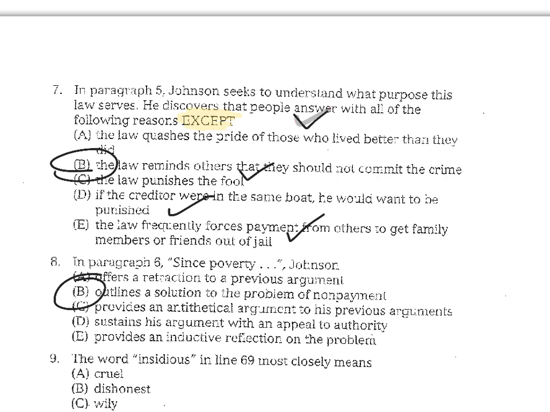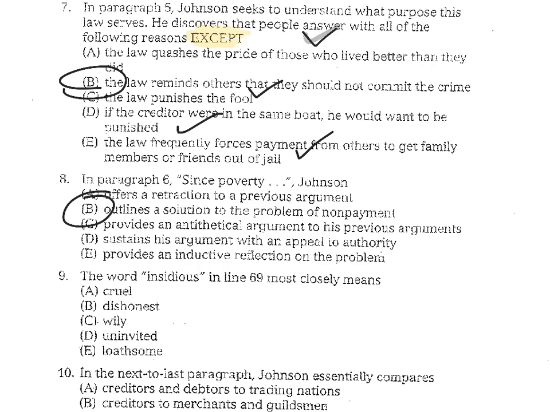9 is the question that everyone dislikes, because usually there's 3 answers that people are kind of muddling over. The word insidious in line 69 most closely means. In line 69, you said B? One of them is going to be dishonest, B, which Tabitha just mentioned. So I'm putting check marks next to those once I get there. Cruel, dishonest, loathsome. At least I picked one of those. Yeah, so you're on the right track.